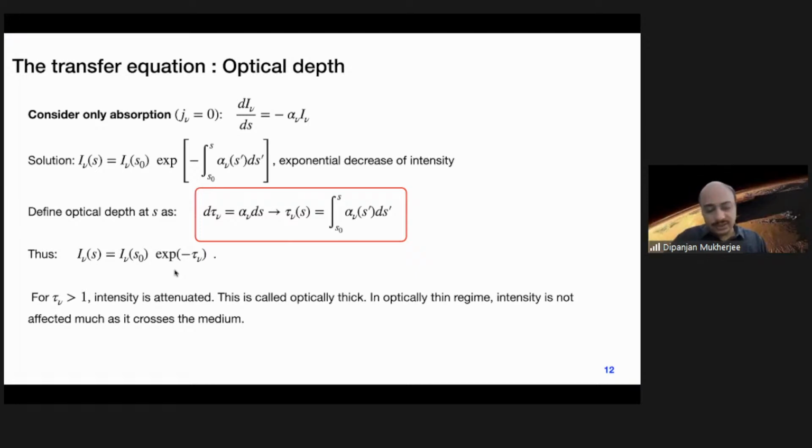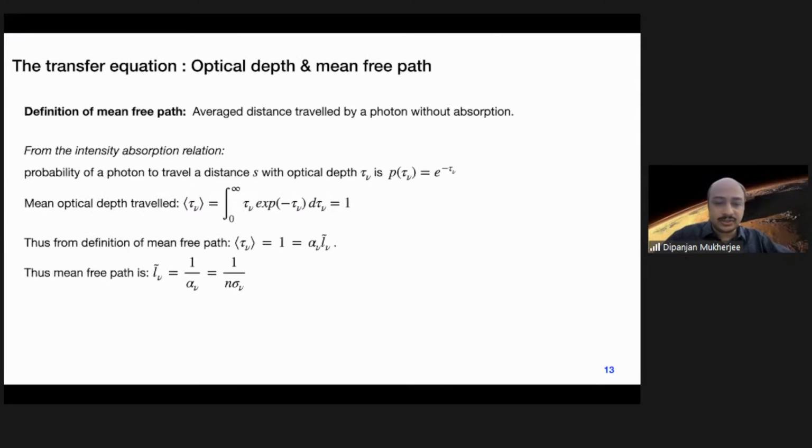And whether a particular medium affects your intensity, or the intensity coming from a central source that is far away from that medium, is really determined by the optical depth. So calculating the optical depth is one of the fundamental things we encounter in radiative processes in astronomy.